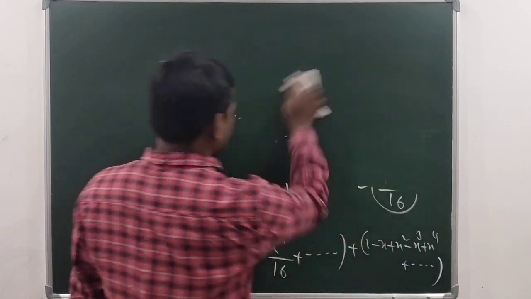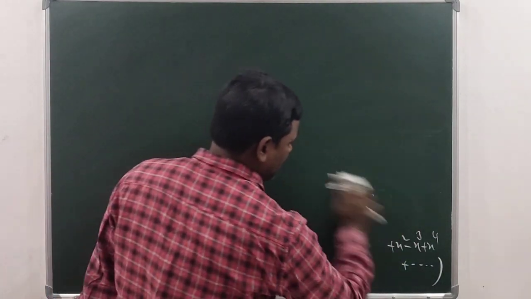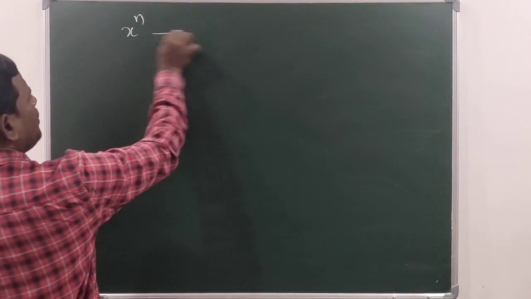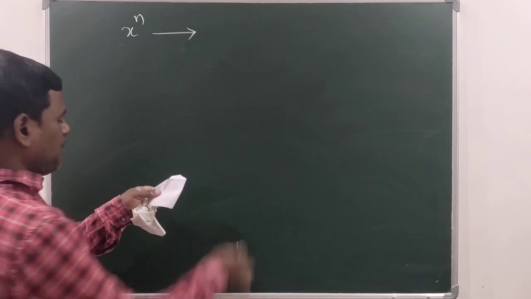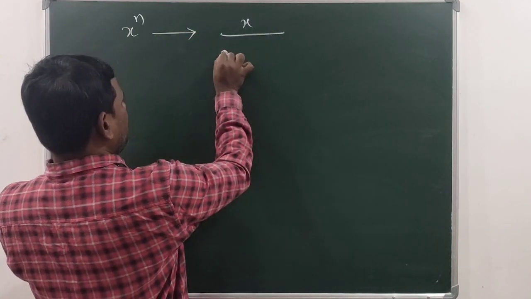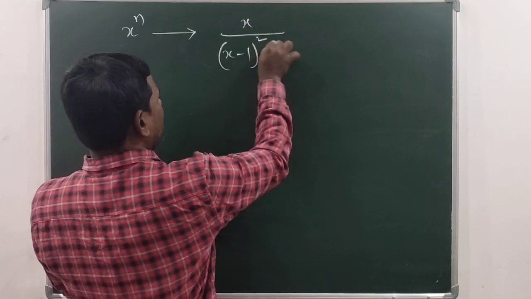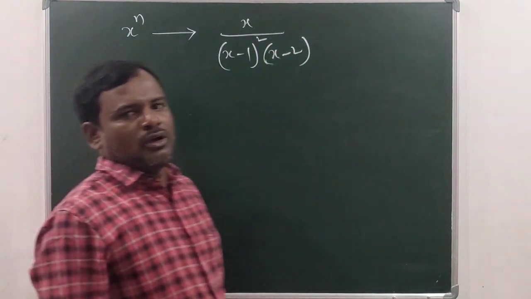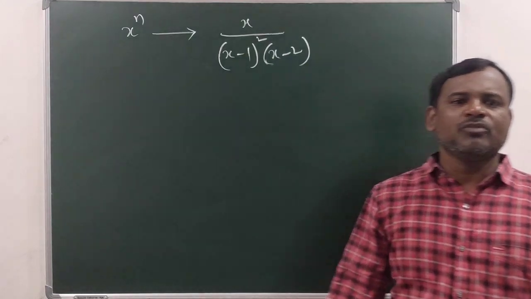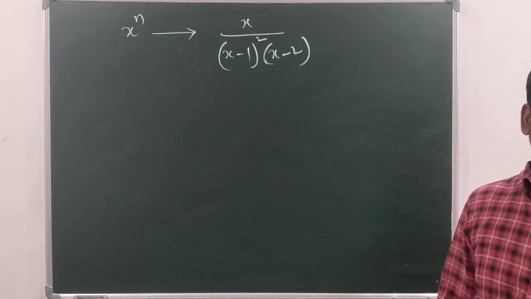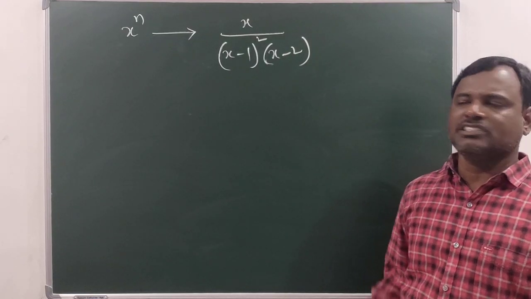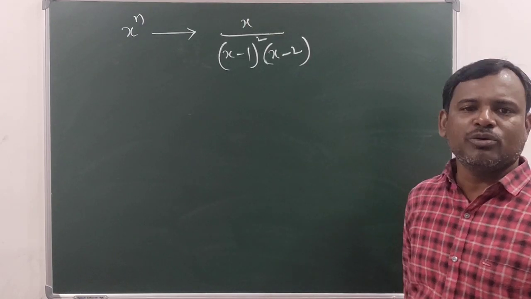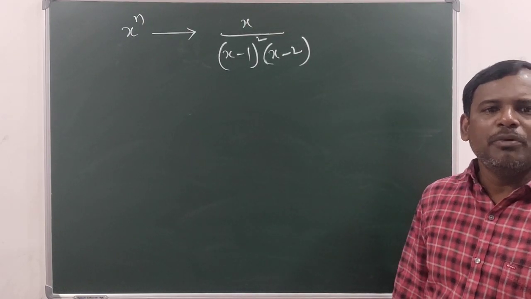It is the same as this question only, but in that we have to find the coefficient of x power n. Find the coefficient of x power n in the power series expansion of x by x minus 1 whole square, x minus 2. This is the question. Okay students, what do you have to find here? The coefficient of x power n in the power series expansion of this rational fraction. So what is our primary duty? Here we have to resolve this rational fraction into partial fractions.